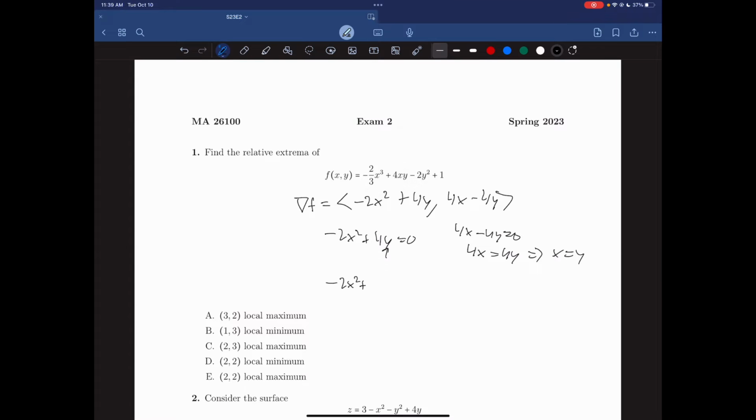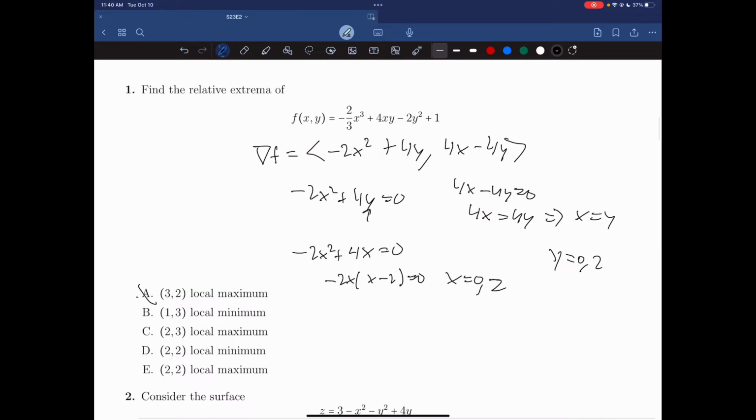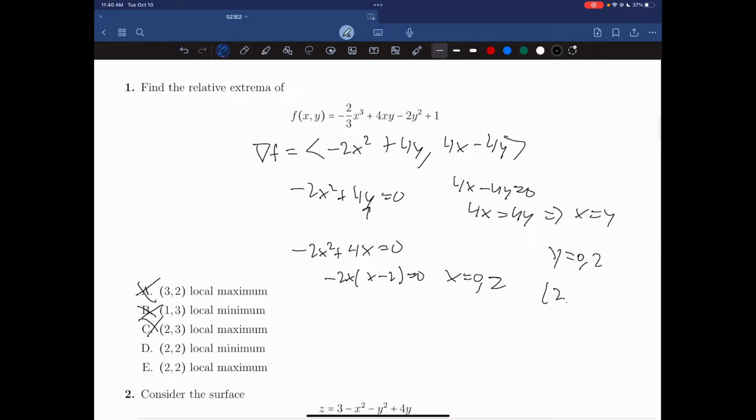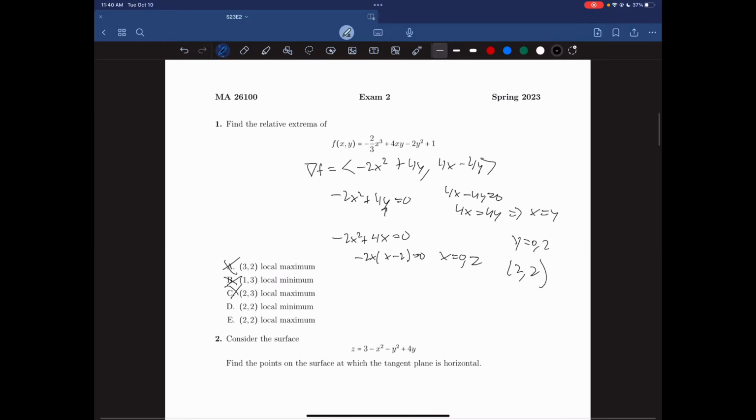Negative 2x squared plus 4x equals 0. Factor out a negative 2x: x minus 2 equals 0. X will be 0 and 2. Therefore, y equals 0 and 2 as well. And it looks like A, B, and C can't be it because 2 is our only candidate point.